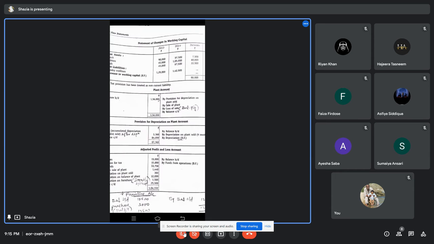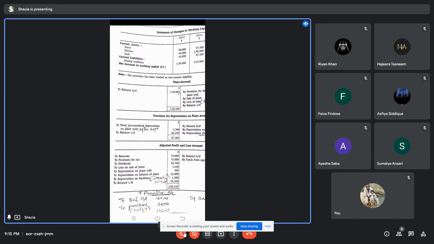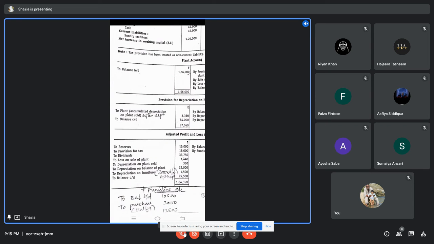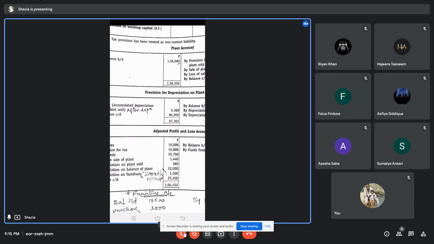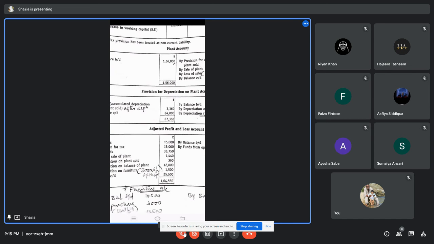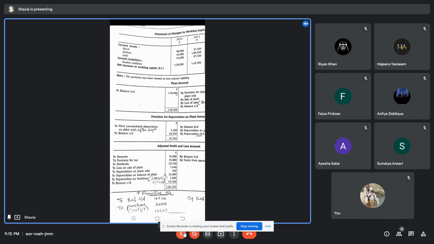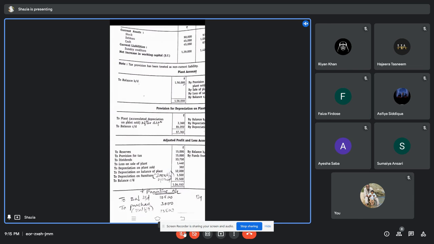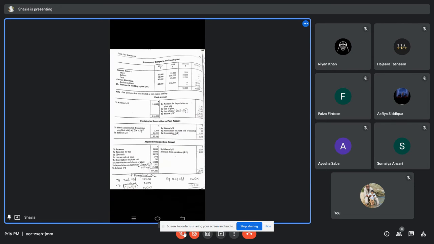See here in the funds from operation, to depreciation on the balance of the plant. So therefore the balance paid for the plant is 12,000. You also have to write how much depreciation was charged on the plant sold amount, 360. So three items I have taken for plant. One is loss on the sale of the plant. Then secondly, to depreciation on the plant sold. Then to depreciation on the balance of the plant. So this is how it is calculated. Okay, are you all understanding this?